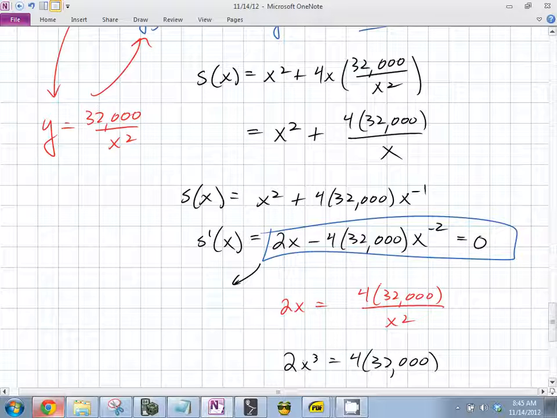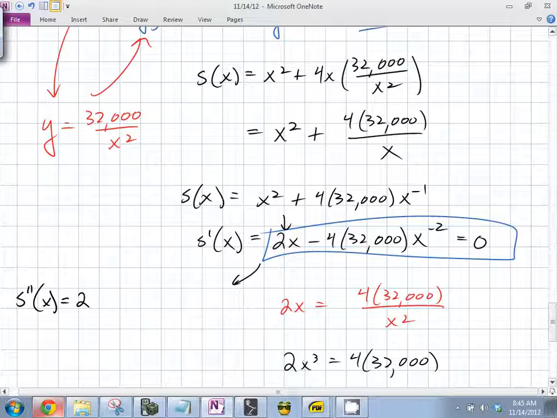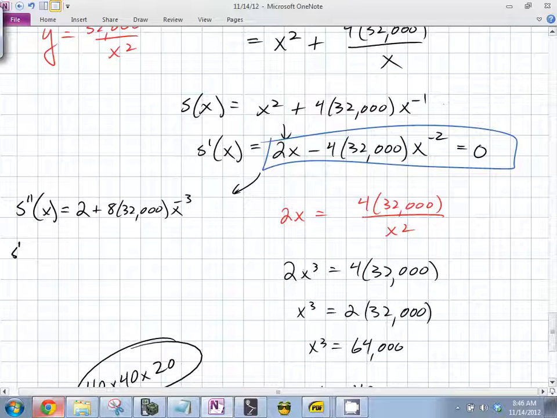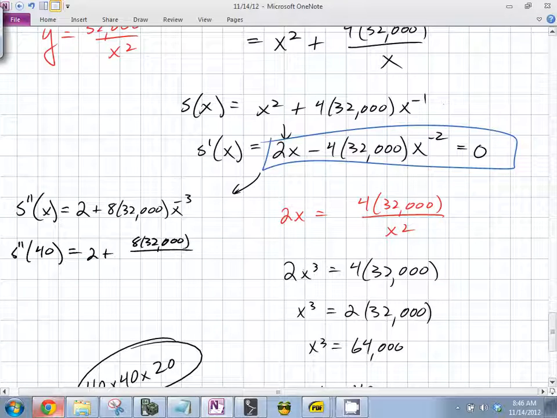I like that. So let's find the second derivative here. What's the second derivative of this going to be? 2 plus 8 times 32,000 x to the what? Negative 3. So we got an x value here of 40, right? S double prime of 40. If you look at that, is that going to be positive or negative? It's going to be 2 plus 8 times 32,000 all over 40 to the third. Is that positive or negative? It's positive, so must be what? Must be concave up, so it's a minimum. So did we just verify it?